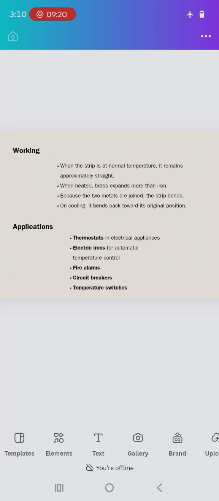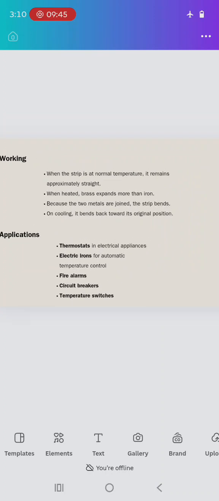The working of the bimetallic strip: when the strip is at normal temperature, it remains approximately straight. When heated, brass expands more than iron. Because the two metals are joined, the strip bends. On cooling, it bends back towards its original position.